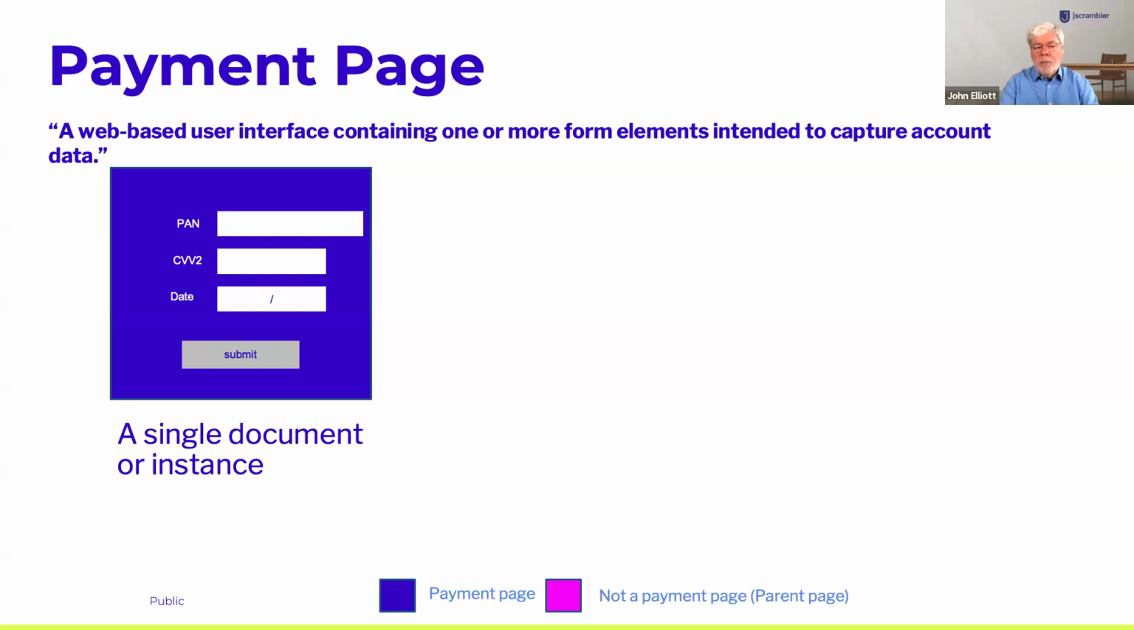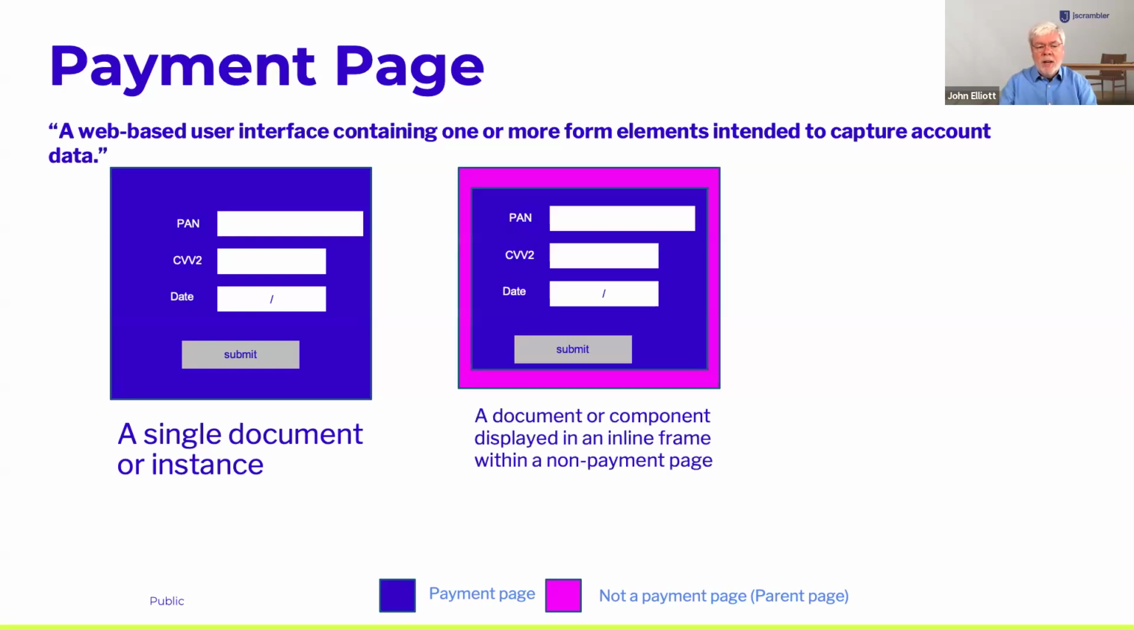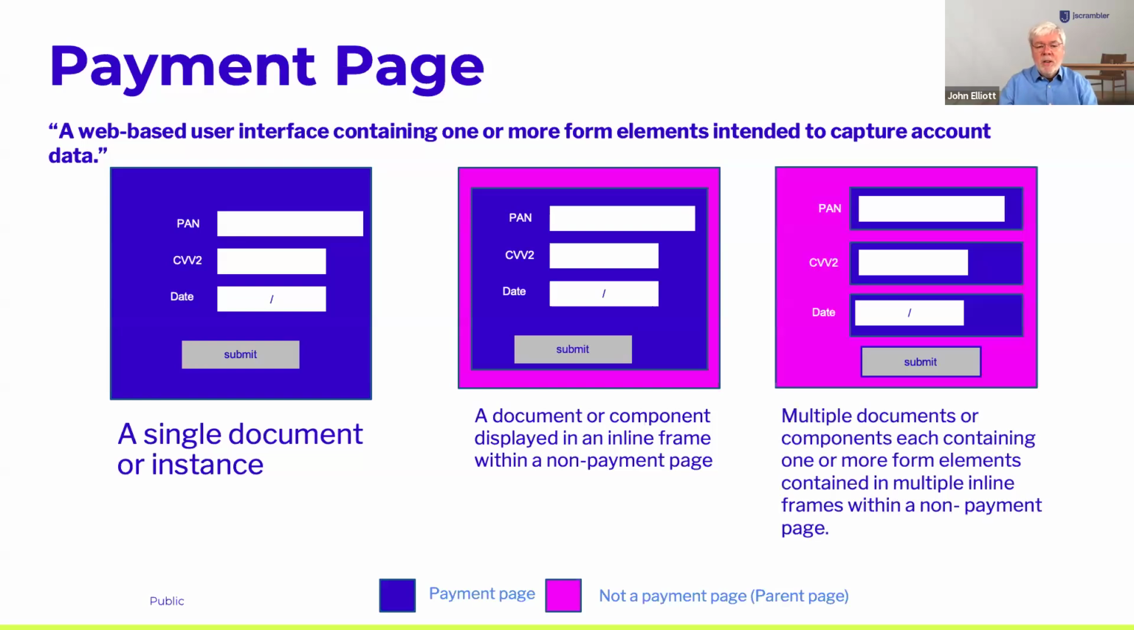So you control the form that gets the cardholder data, or is displayed as a document or component in an inline frame, in an iframe. So typically you load the iframe from the payment service provider. You're in charge of the bit that's in pink. The payment service provider is in charge of the bits in blue, which is the payment page.